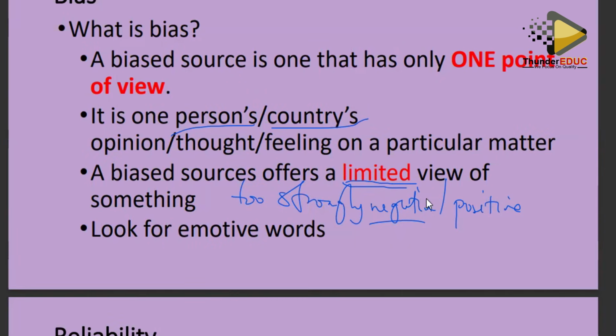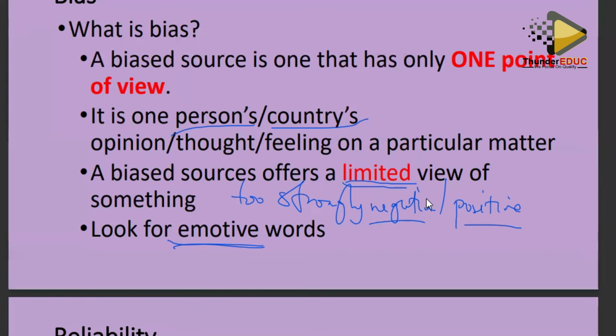Or it is talking about completely positive things and nothing negative. It does not admit anything negative. That source is also unbalanced and is most likely to be biased. Then we also look for emotive words. If a historian is using emotive words, you use emotions more than reasoning. That source is also biased.